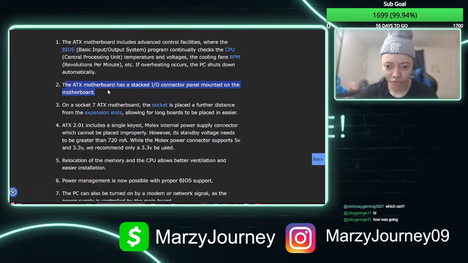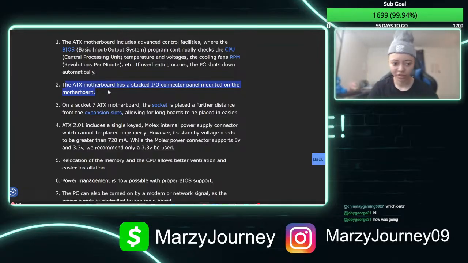An I/O connector panel mounted. So it's a panel. Gotta make sure I get everything in here. So mounted on the motherboard. Perfection. And then question mark for later.